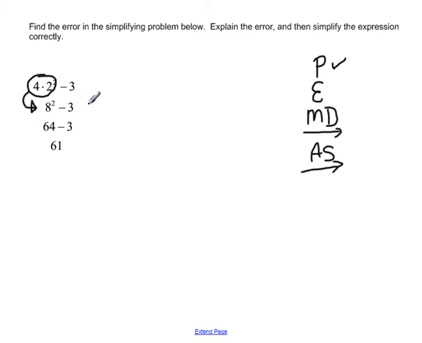So what we're going to do is come back and work the problem correctly. So 4 times 2 squared minus 3. We know that we need to do exponents first before we multiply. So we're going to take 2 to the second power, which gives us 4. And let's bring down the rest of the problem here. 4 times 4 minus 3.